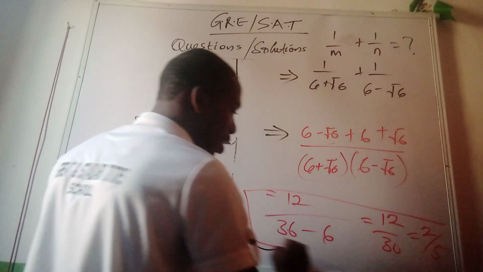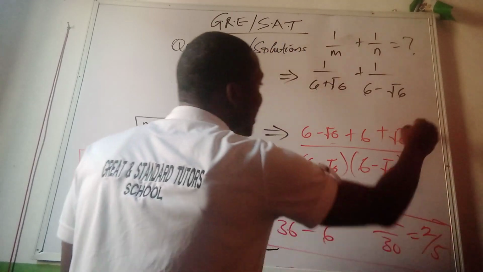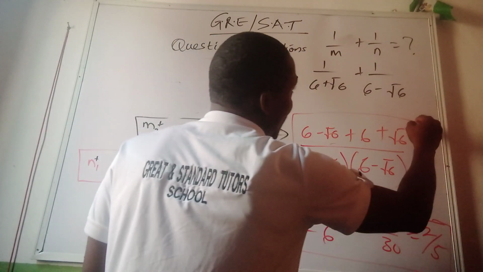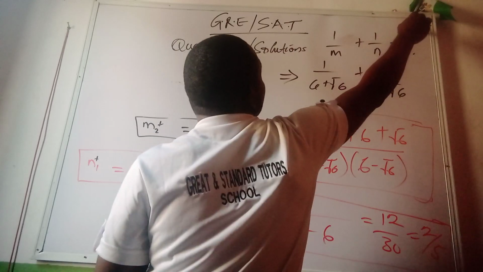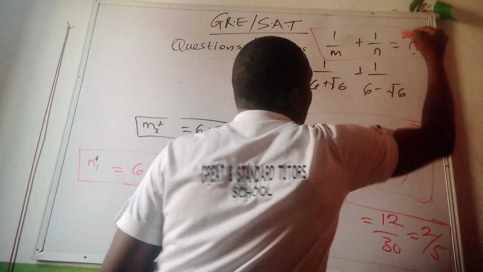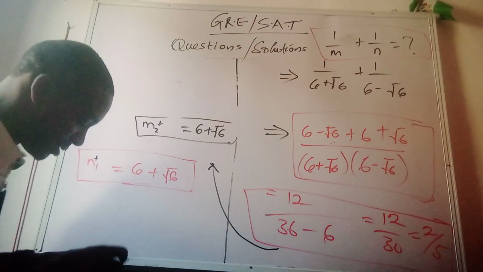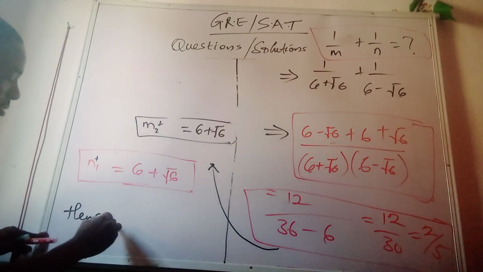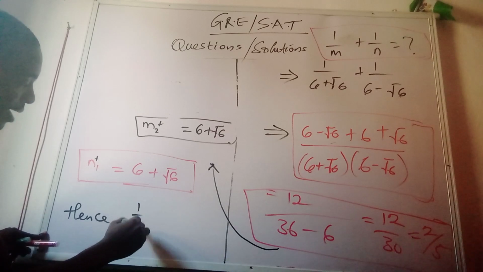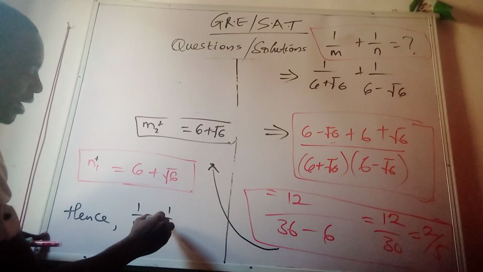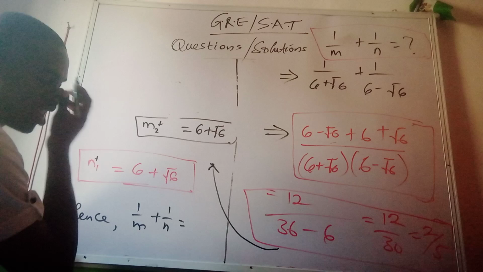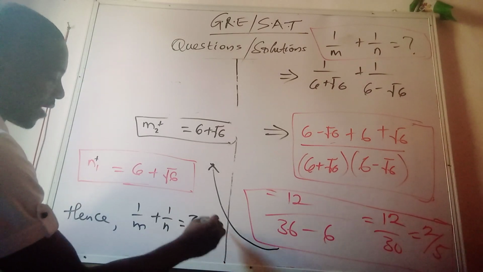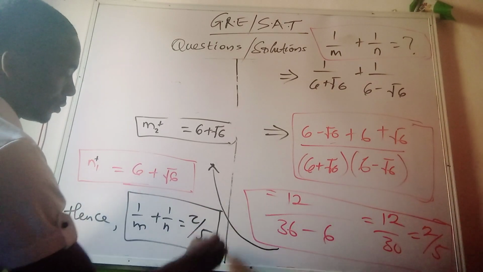Don't forget, the problem is this. So you can therefore say, hence, 1 over n plus 1 over m is equal to 2 over 5.